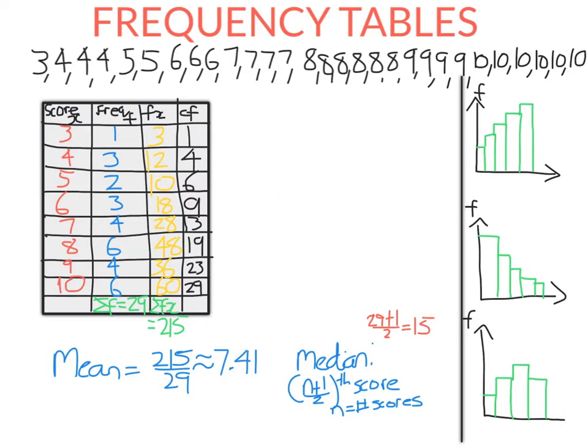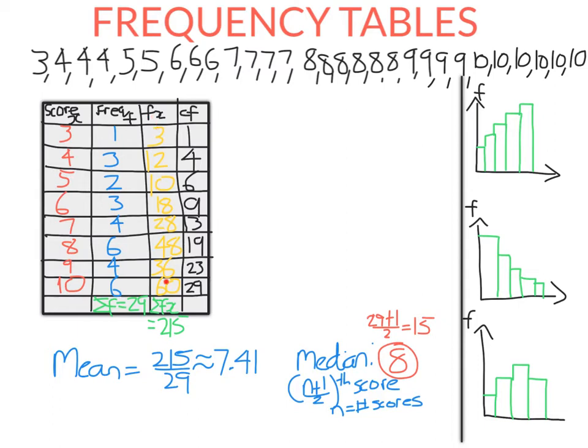So this is like a cumulative frequency table. This is the cumulative frequency column. Again, this number, for example, means there are 19 scores that are 8 or less. When we're finding the median, we wanted the 15th score. This cumulative frequency column tells us there are 13 scores of 7 or less, and there are 19 scores of 8 or less. So that means that the median score, the 15th score, must be 8. That is the median of this data.